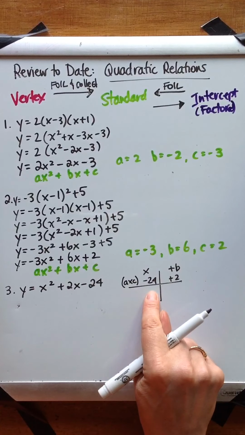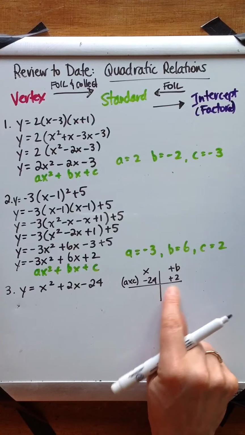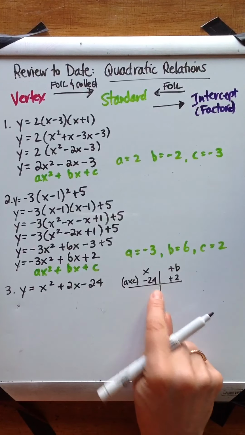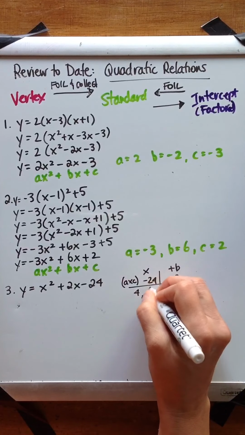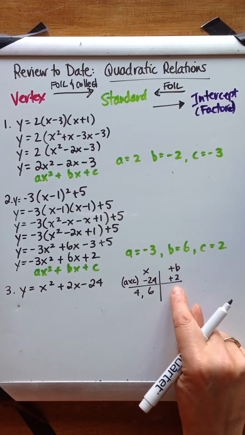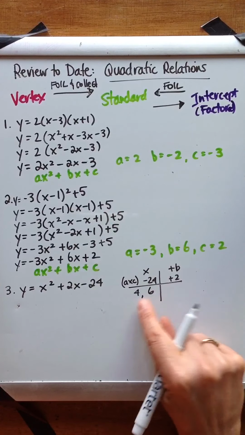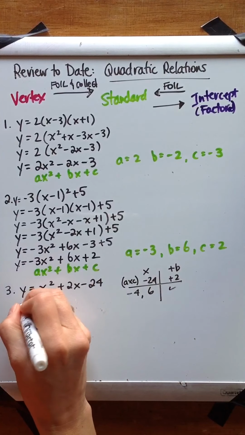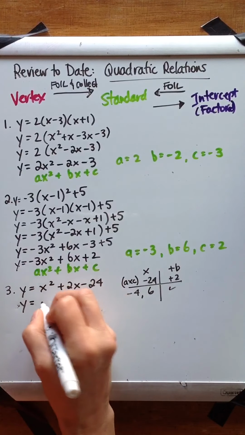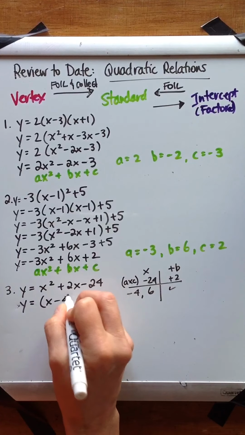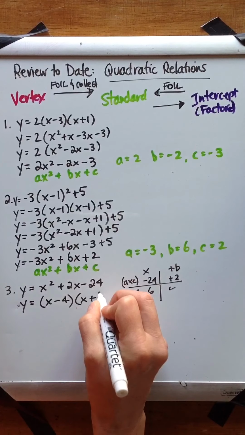Well, 1 and 24 isn't going to work. 2 and 12 doesn't have a difference of 2. 3 and 8 has a difference of 5. It's going to be 4 and 6. Now, one of these has to be negative in order to multiply to give a negative number, but I realize when I add them, the bigger one has to be positive. So there's our two factors. So, easily enough, we can simply split this into x minus 4, doesn't matter which one you write first, times x plus 6.